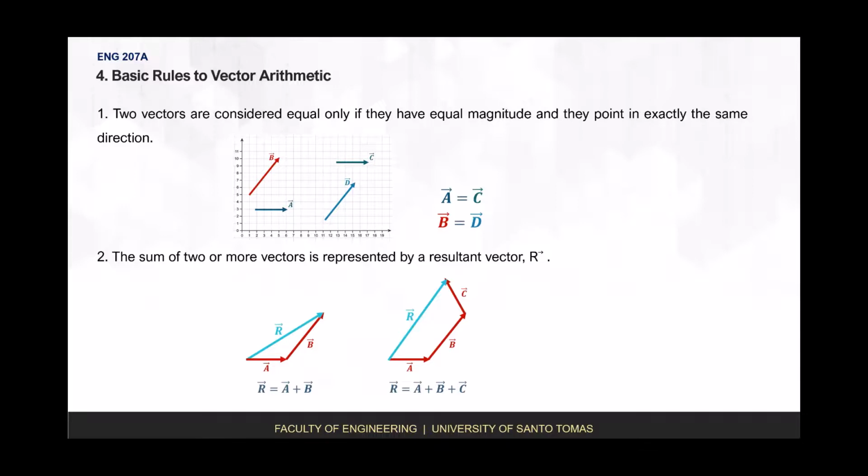Okay, so here are the basic rules lang naman. Two vectors are considered equal only if they have equal magnitude, so same yung haba, and they point in exactly the same direction.